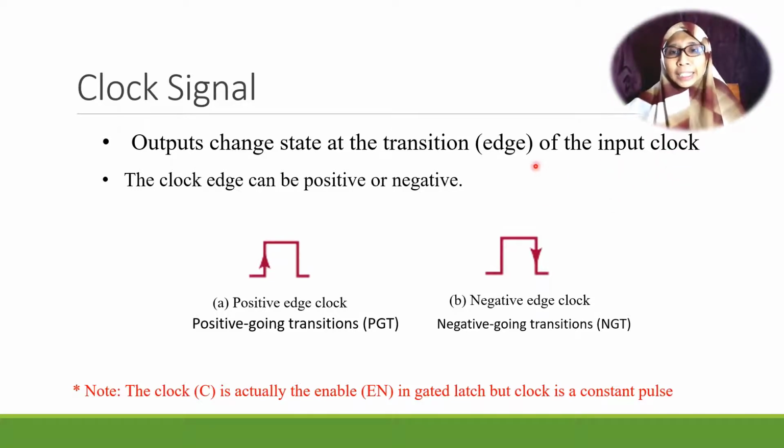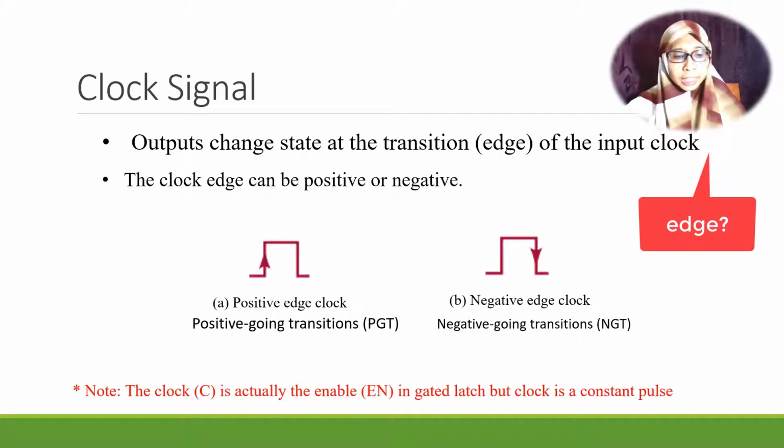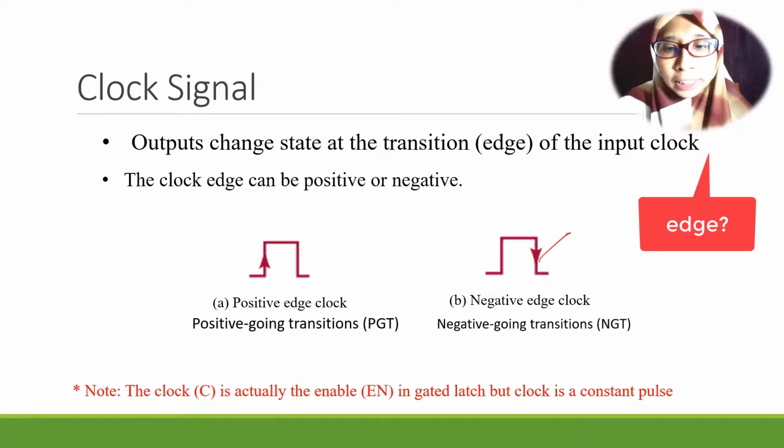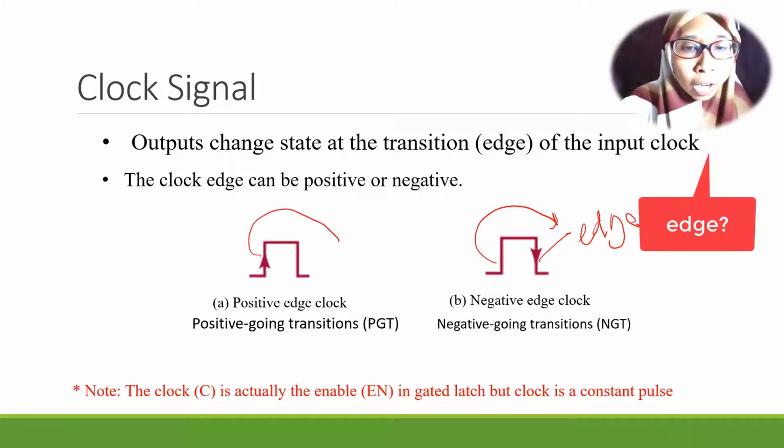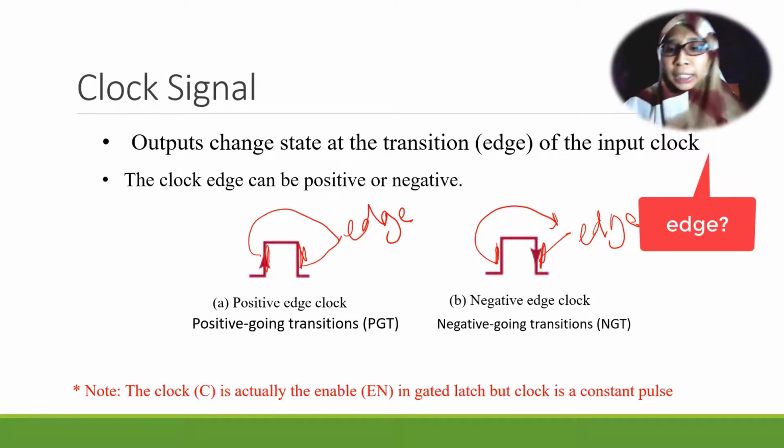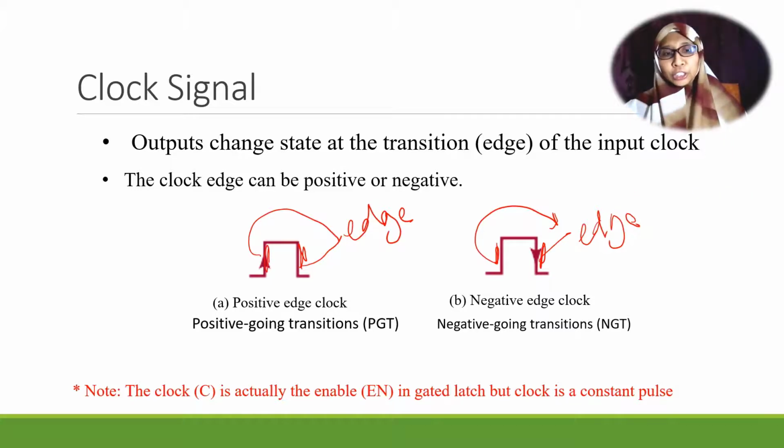So what is the edge? If you look here, this we call an edge. This also we call an edge. So this part, this part, this part, and this part, this we call an edge. This edge can be categorized into two types: the first we call a positive going transition, or PGT, and the second we call a negative going transition, NGT.